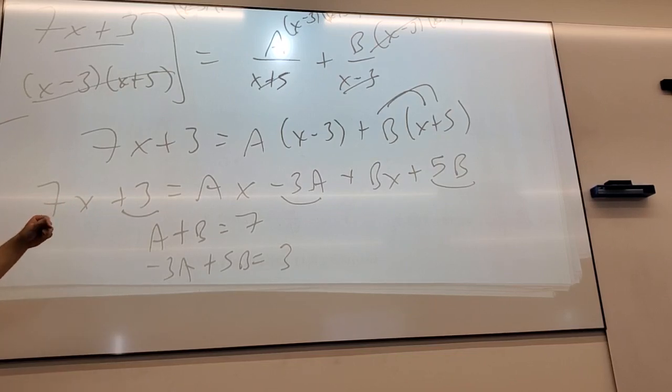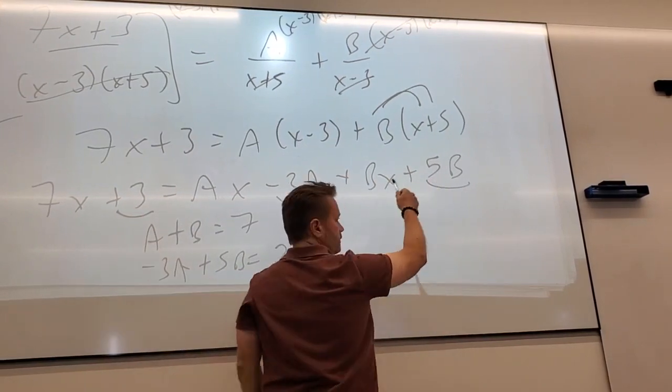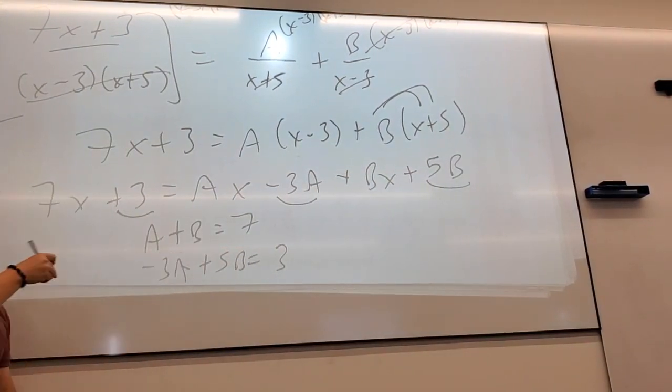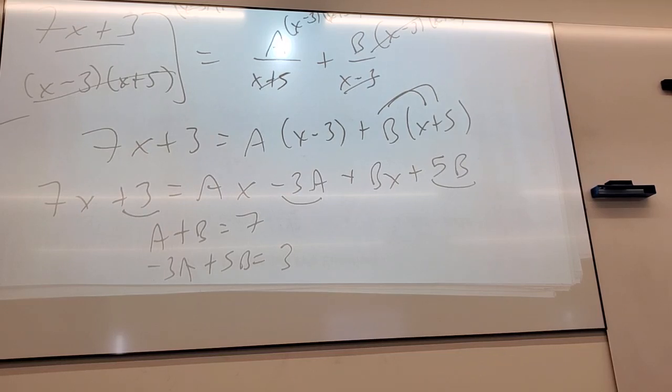Where'd that 3 come from? It came from this constant plus that constant. So this plus that has to be 3. So is what you said about coefficients a law of some kind? It's kind of silly.